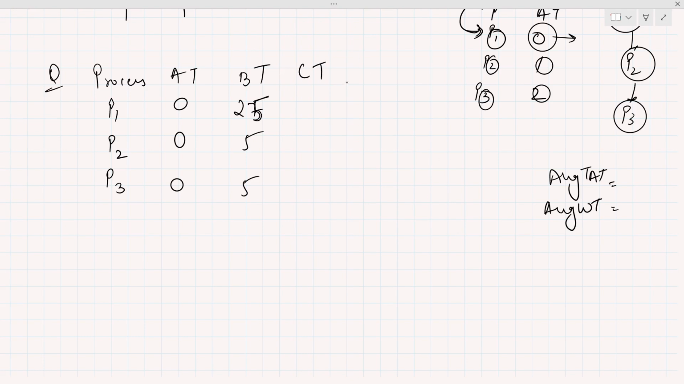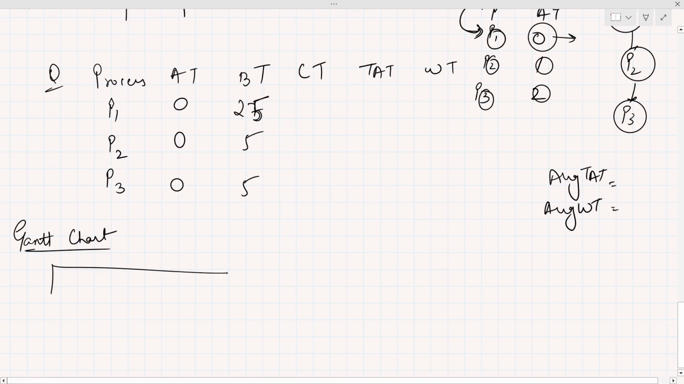First of all, we have to find the completion time, and then the turnaround time and the waiting time. So how are we going to find CT, TAT and WT? Let's see. What is the completion time, and how do we find it? For finding the completion time, we have to make a Gantt chart.